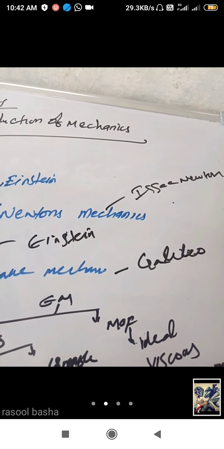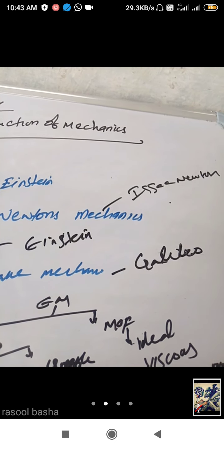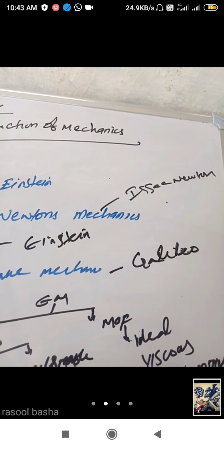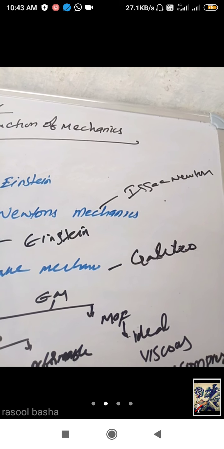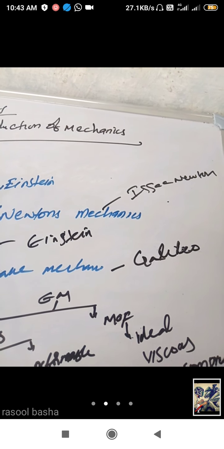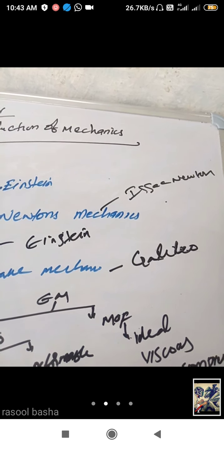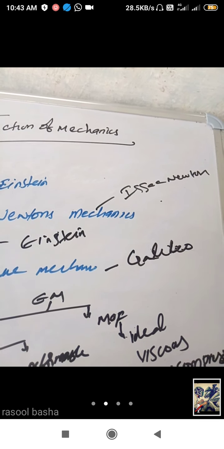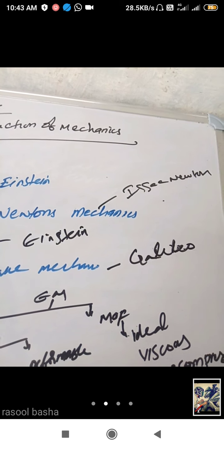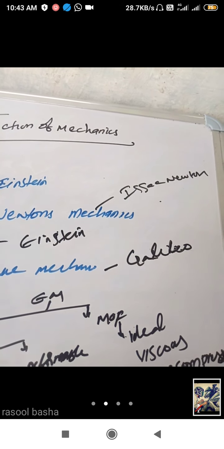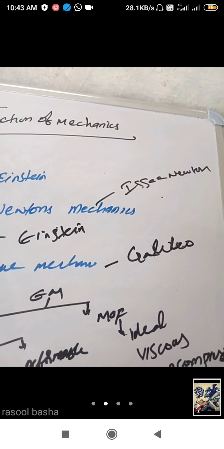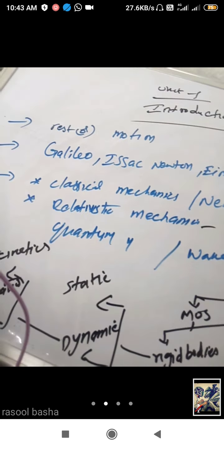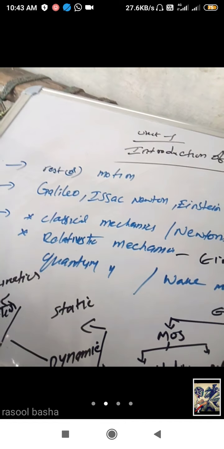So mechanics was mainly explained by Sir Isaac Newton with the help of the three theorems, or three laws: Newton's first law, second law, and third law. These laws are applicable for a body in the state of rest position and motion position. Based upon these two positions we developed the three laws, and that is classical mechanics.